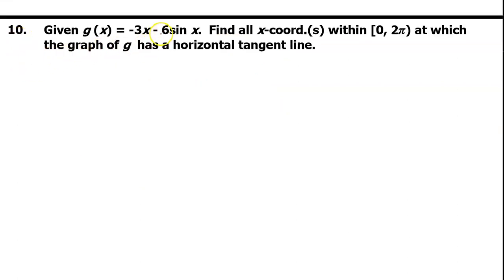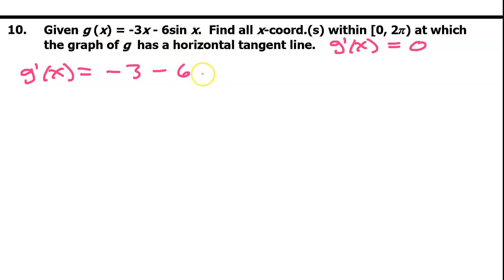Number 10 is the same thing, but with a trig function thrown into the mix. So let's find where g prime is equal to 0. The derivative of negative 3x will just be negative 3. And then I see that negative 6 sitting there, so I'm just going to bring that down. And the derivative of sine is cosine. So that is the derivative. We need to find where this is equal to 0, because that's when you will have a horizontal tangent line.